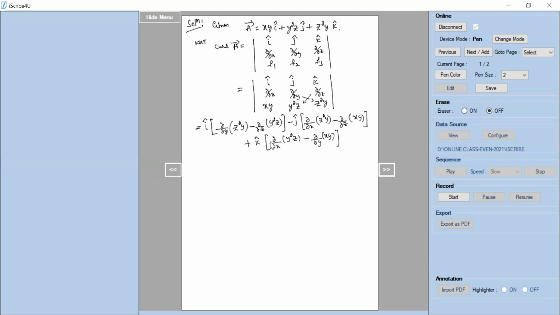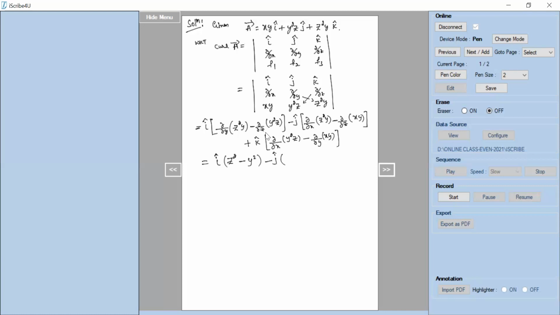Now let us find the partial derivatives and simplify this. We get this is equal to i cap into, see first ∂/∂y of this. So ∂/∂y of this means z square is constant, differentiation of y is 1. So you get simply z square. Then minus ∂/∂z of this, differentiation of z is 1. So y square into 1 is y square. So it is z square minus y square.